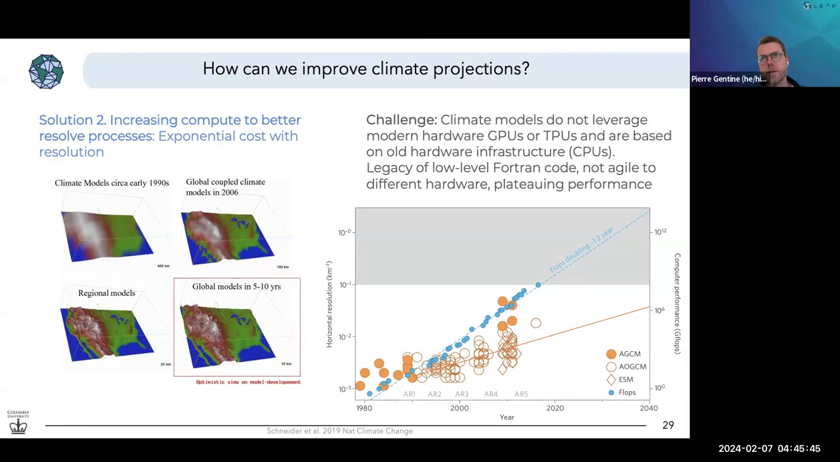And a lot of that is due to the fact that we are not really using modern hardware in many climate models, such as graphical processing units, GPUs, that are used extensively in AI, or tensor processing units also used by Google, for instance, for AI type algorithms. And a lot of that is due to a legacy of low-level Fortran code that's really not agile to different hardware, right? And that leads to this plateau in performance. So we need to be a lot more agile because we have many different processes that are playing a big role.